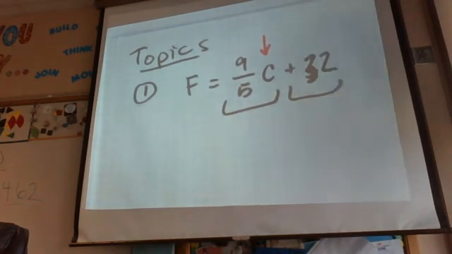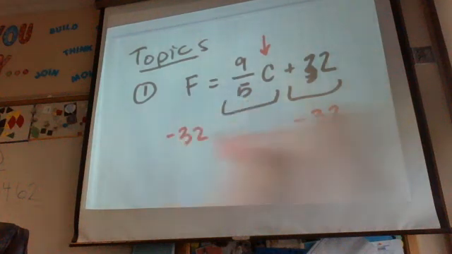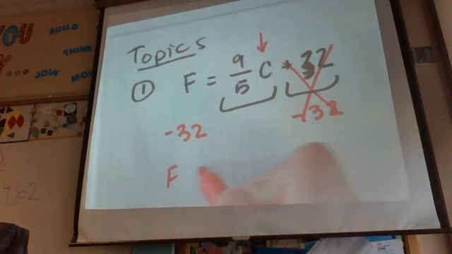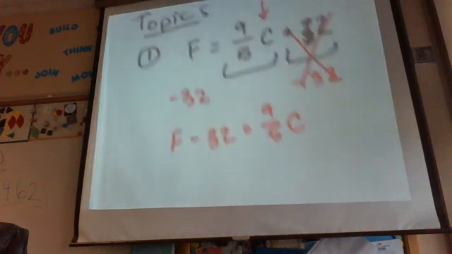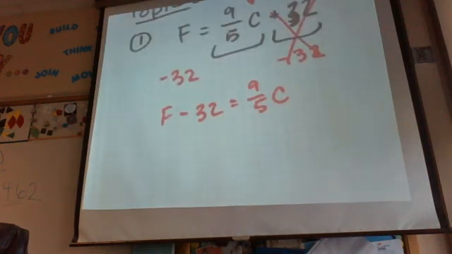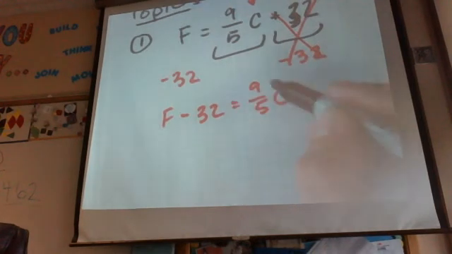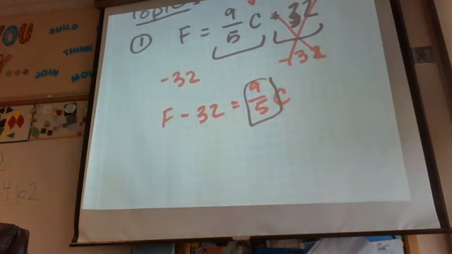You are absolutely correct. We're going to get rid of this 32. So now this side goes away. Over here, what we're left with is Fahrenheit minus 32 degrees equals 9/5 of Celsius. And we can solve for both of them this way, but let's make it even a little bit easier. Let's get rid of this 9/5 right here. If we can get rid of that 9/5, then it would just say Celsius equals this stuff.